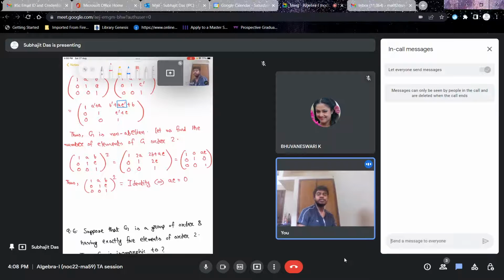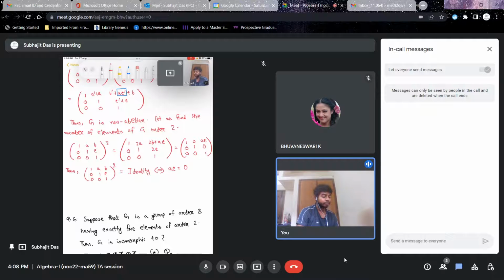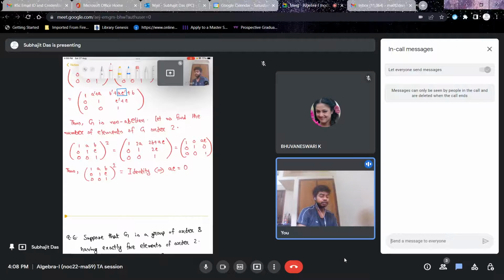Now it's very easy to count the number of elements actually. Notice that B doesn't play a role in determining whether this particular element has order 2 or not. So B can be taken to be either 0 or 1.